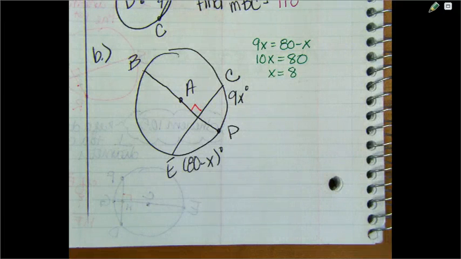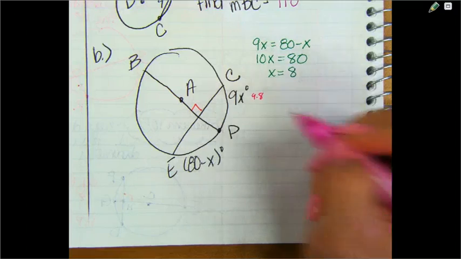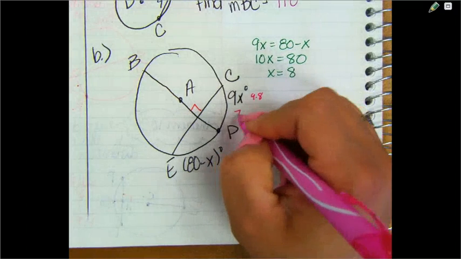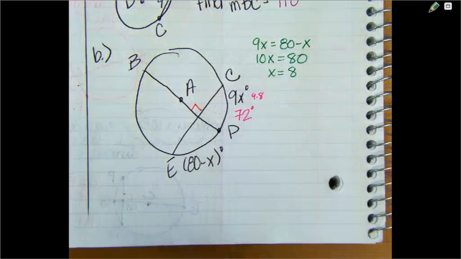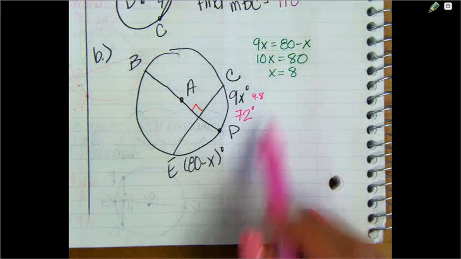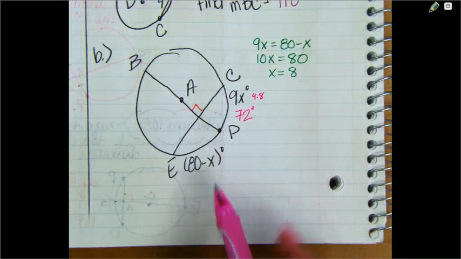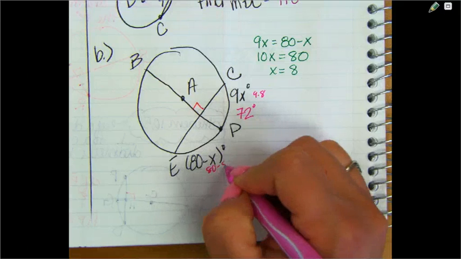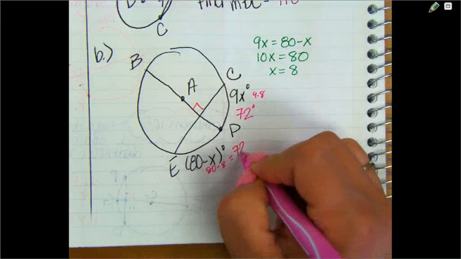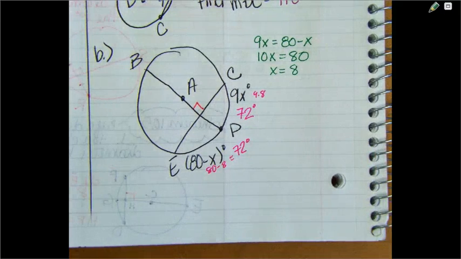So let me change the color. So this is 9 times 8, which is how much? 72 what? Degrees. What should this one be? 80 minus 8, which is also what? 72 degrees. You good? Okay, now here's the questions.